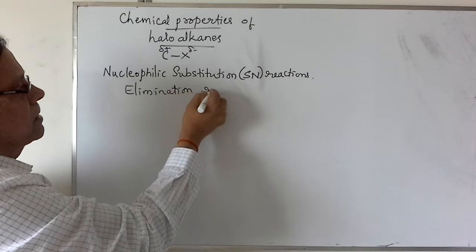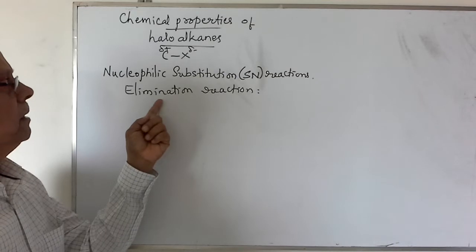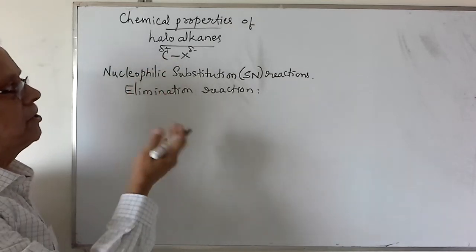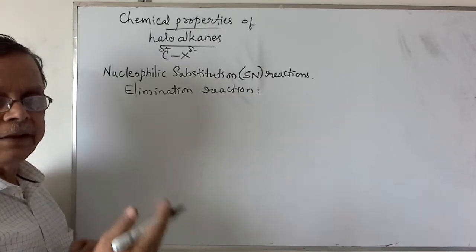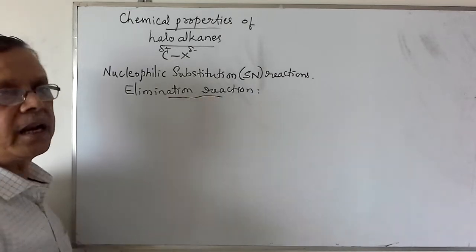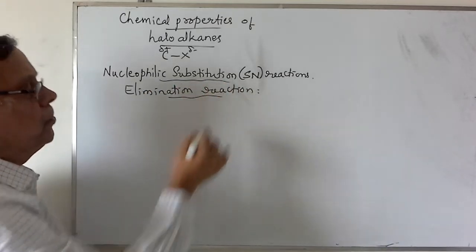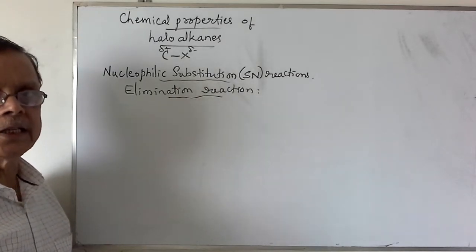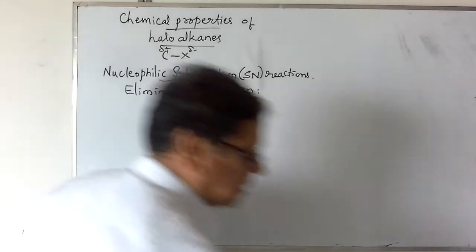In the elimination reactions, the adjacent carbon atoms contain some hydrogen atoms, and halogen is also eliminated. Along with the hydrogen and halogen elimination, a double bond is produced. That's why in the elimination reaction, usually an alkene is the major product. That we shall see later. First, let us concentrate on the nucleophilic substitution reactions. In these, we have various reagents and reactions.